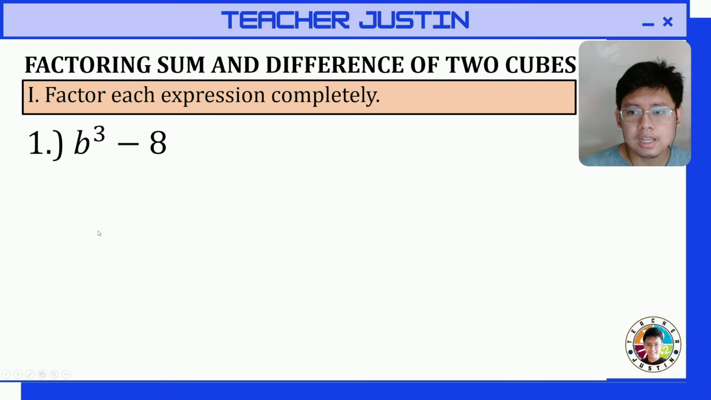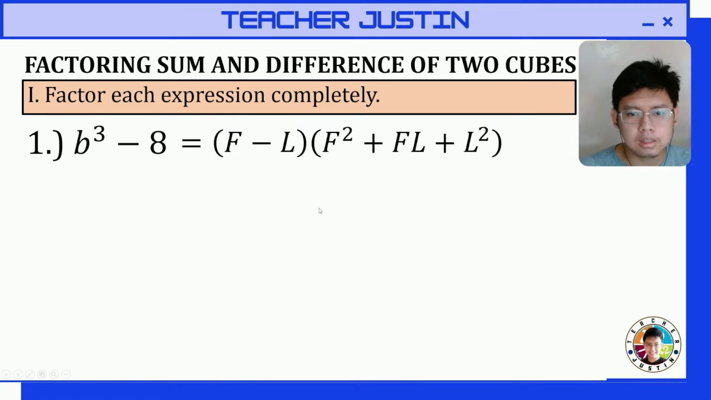Now, let's have this item. Let's factor b cubed minus 8. So, they are both perfect cube, tapos yung operation nila is subtraction. Now, pag subtraction yung operation na present sa ating binomial, we will use this pattern, which is f minus l. That's the first group. Tapos yung second group will be f squared plus fl plus L squared.